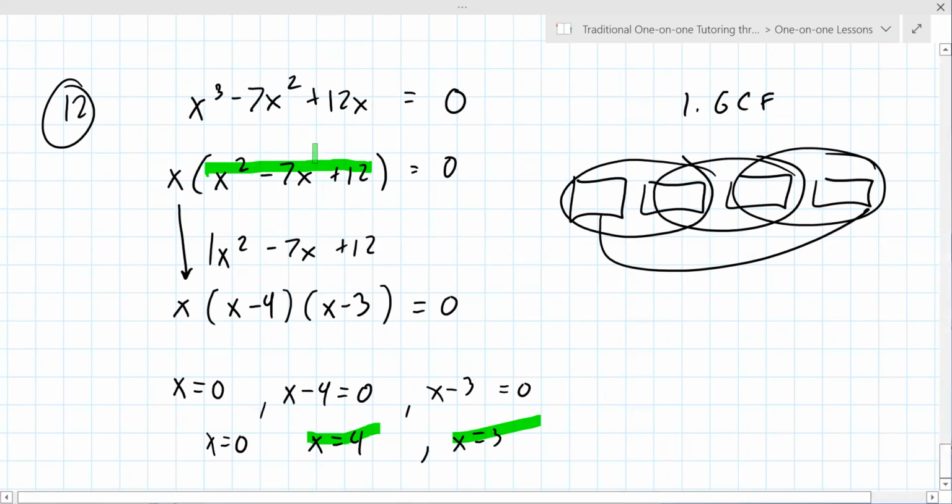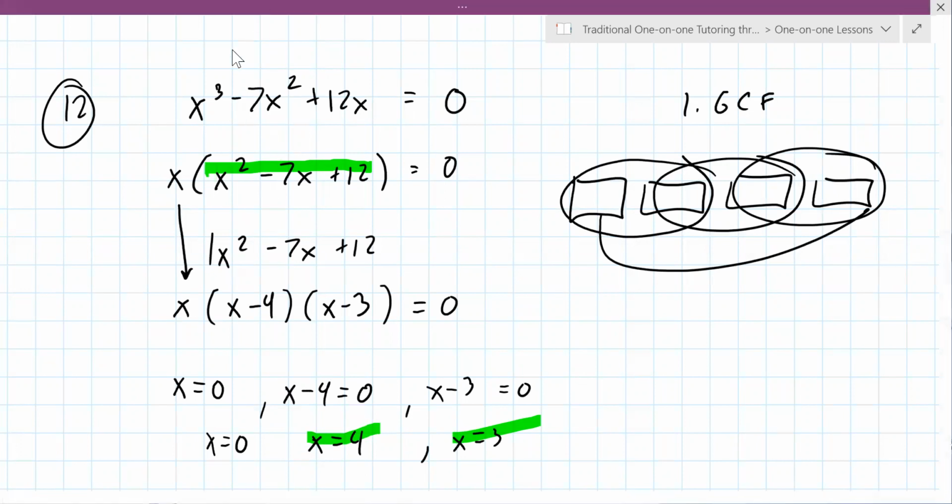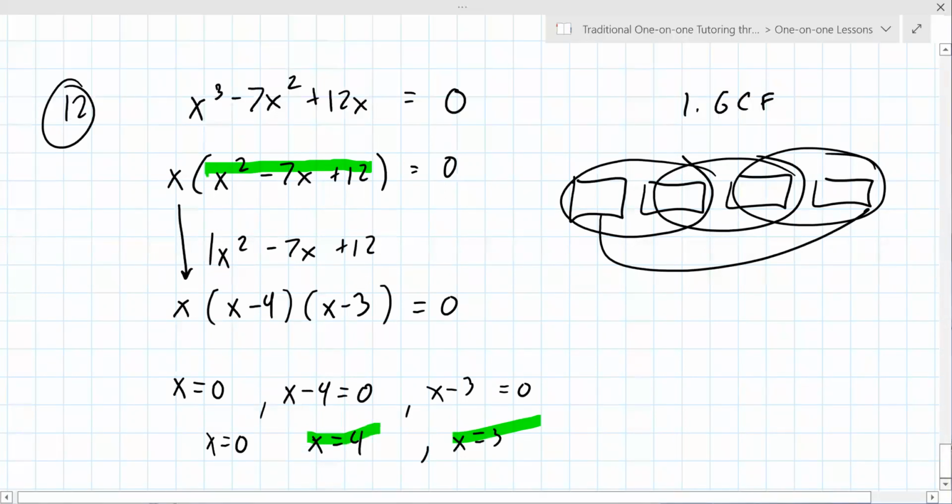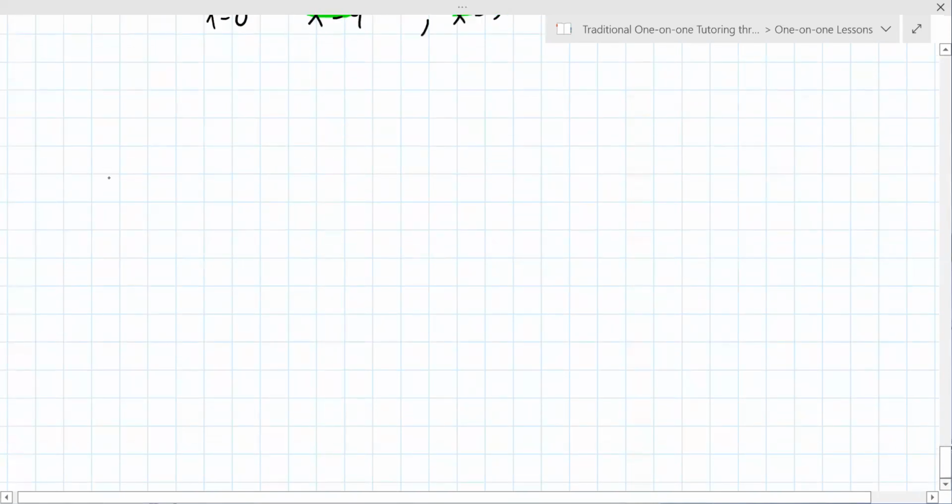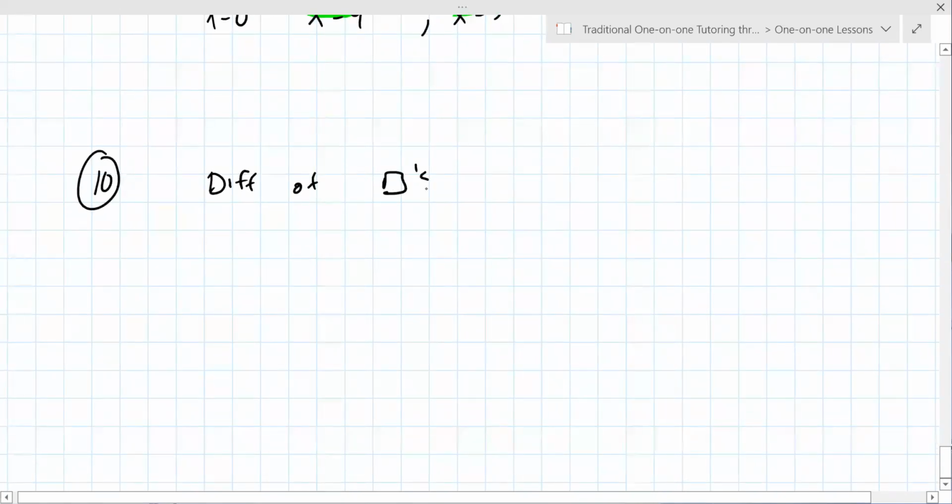Okay, so you started by asking, is the GCF always two terms? No, two terms is generally difference of squares. So let's look at 10. Difference of squares. So it's x minus 5 times x plus 5, right? Right. Now, these always have two terms.